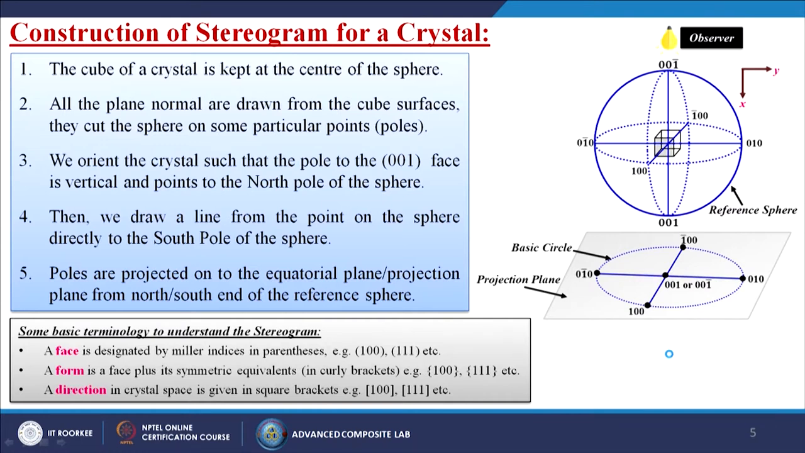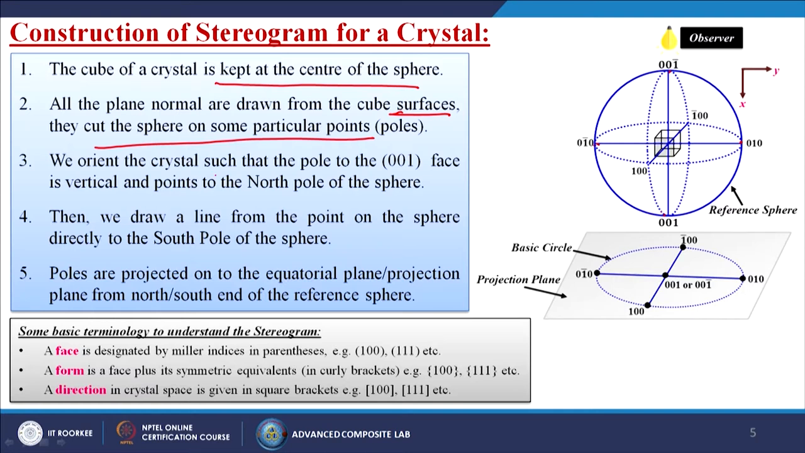Now, construction of a stereogram for a crystal, how are we going to do it? The cube of a crystal is kept at the center of the sphere. In this image, you can see that we have kept the crystal at the perfect center of this particular sphere. All the plane normals are drawn from the cube surfaces. They cut the sphere at some particular points, or poles. So, here are all the points it has cut.